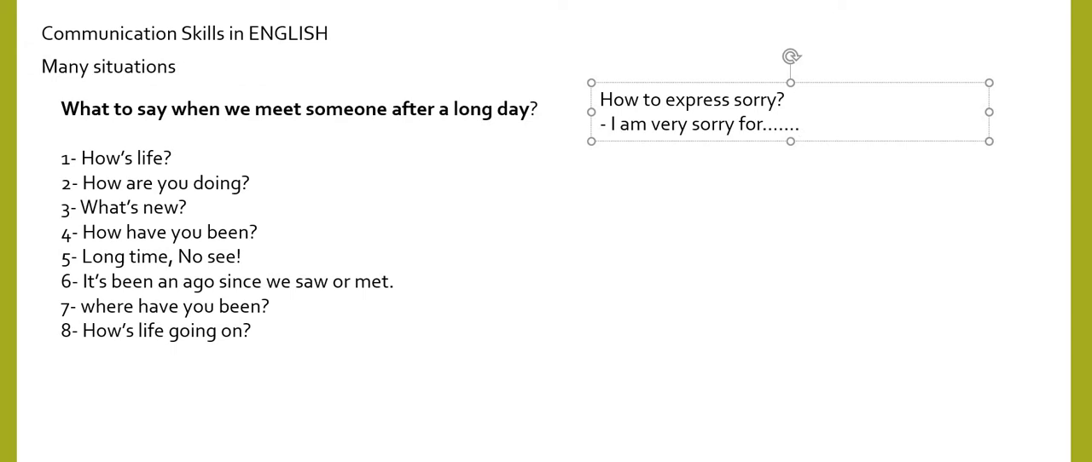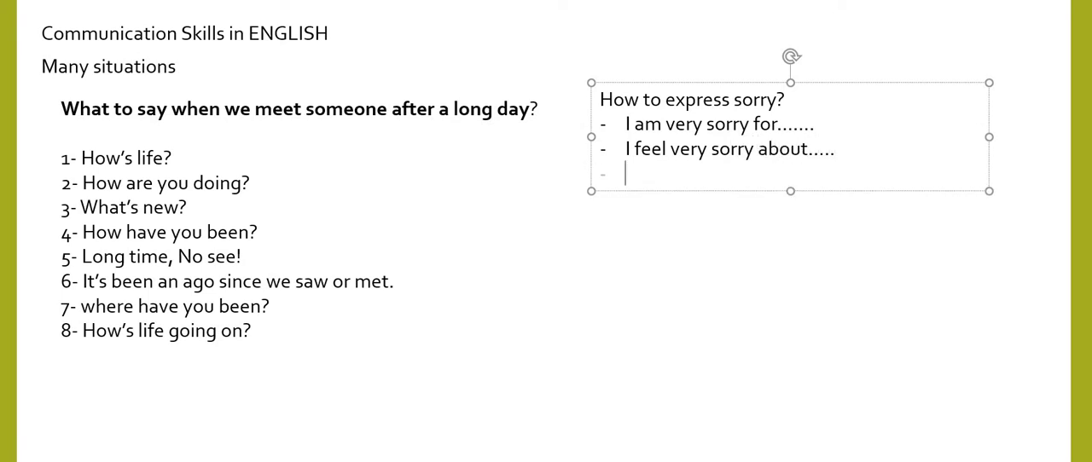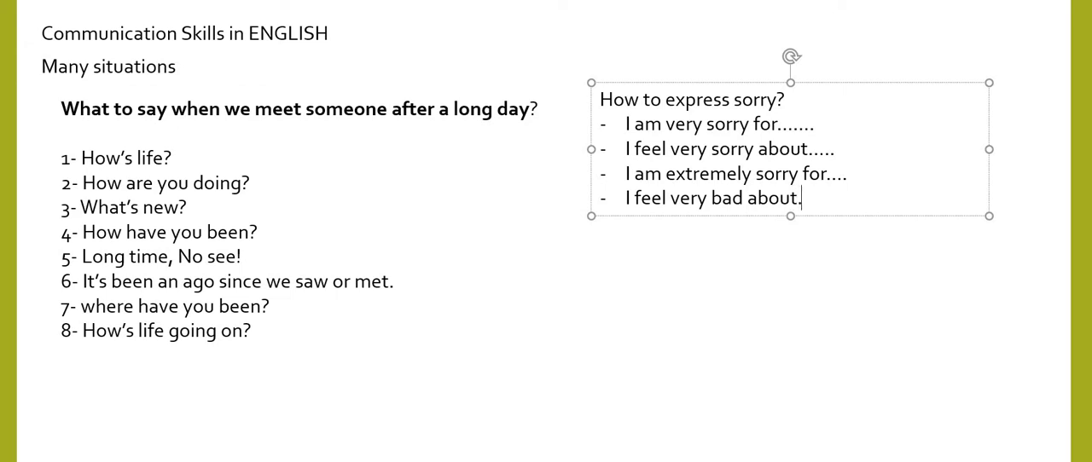I hope I'm not going to repeat it again. I know I have learnt it a lot. I'm not going to repeat. You can add on some of the other sentences by your own. Fine. Another one: I feel very sorry about something that you can mention here. I am extremely sorry for, you can say extremely sorry for, okay. I feel very bad about, okay.